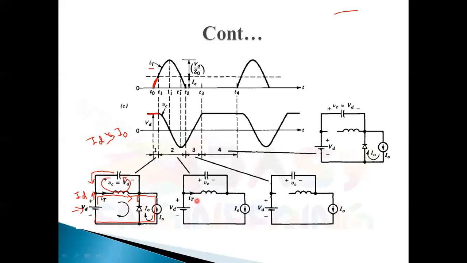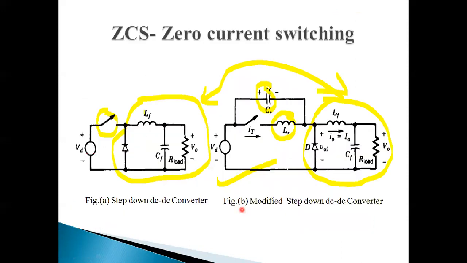At that time the capacitor starts discharging. Okay, the capacitor starts discharging because of what? This current. In this first mode, the current of the source only charges this inductor, but if the diode is off, this source will take some energy. Okay, this source means what?